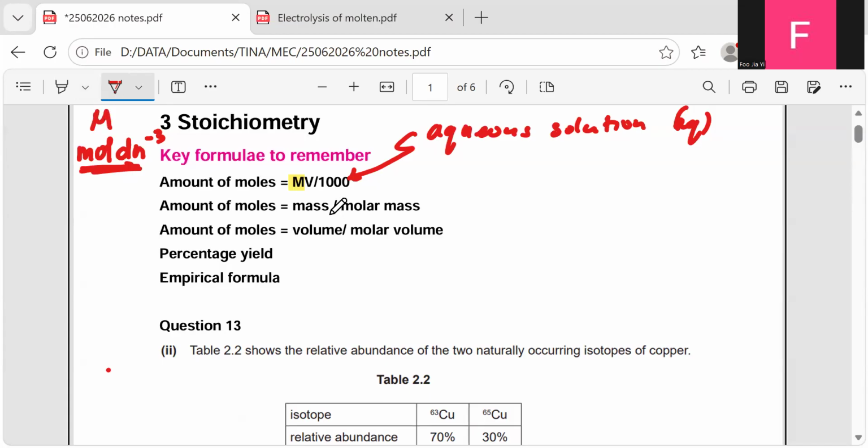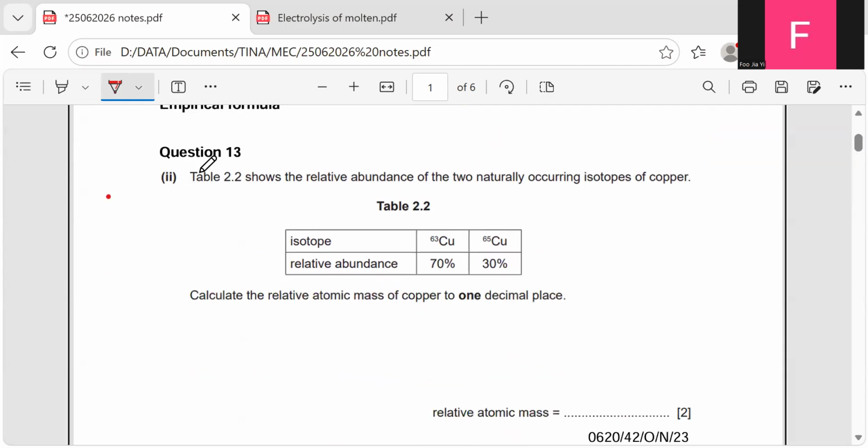All right. Now, amount of moles is mass over molar mass, for anything that is given mass. Amount of moles is volume over molar volume. It's only the volume of gas. Okay, so this one we have done many times already. Now, do you know what this question is talking about?